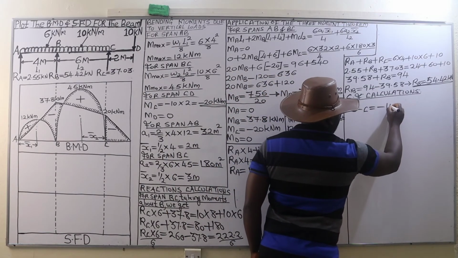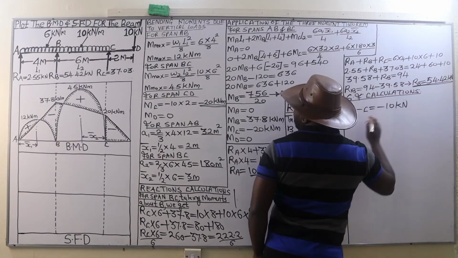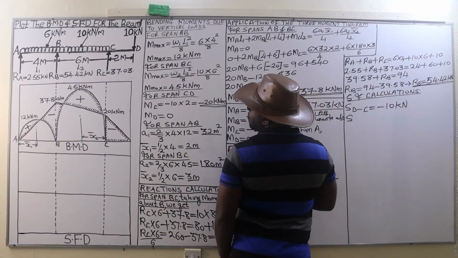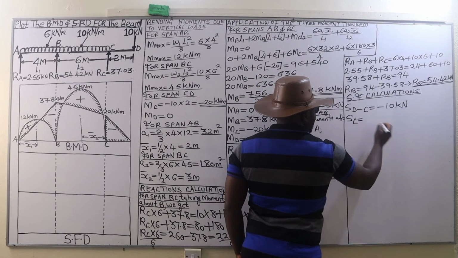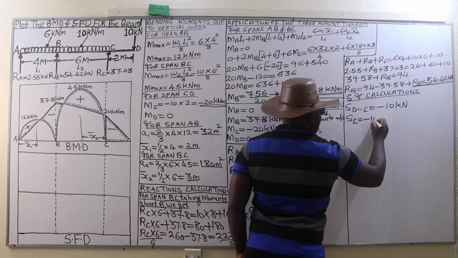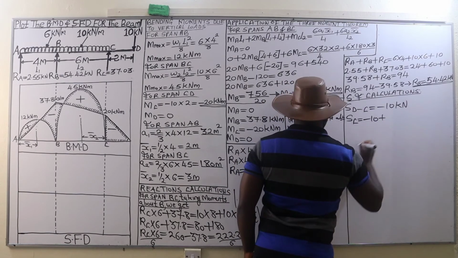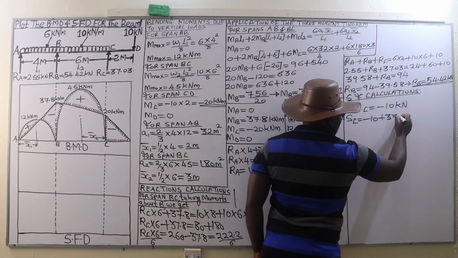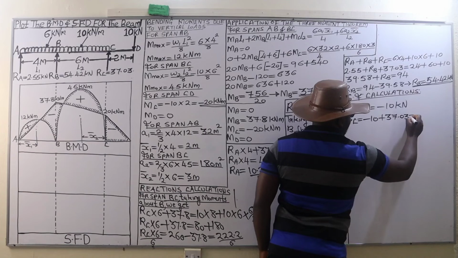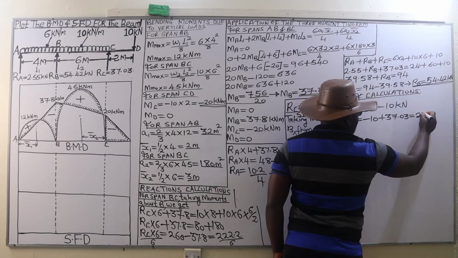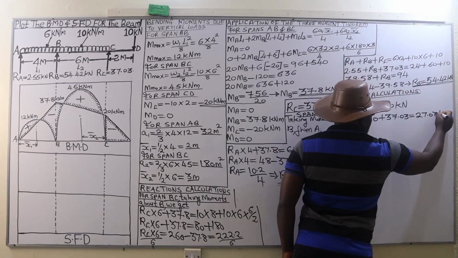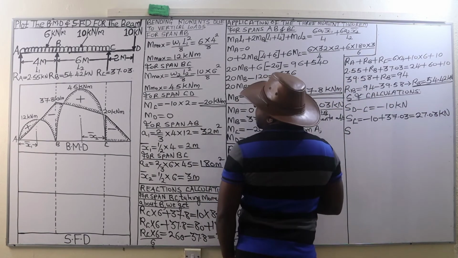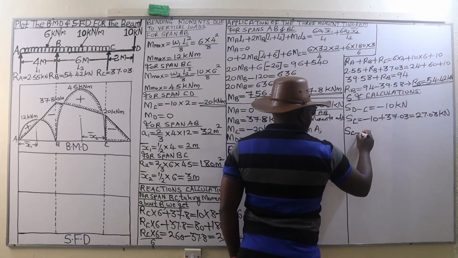And the shear force there is going to be negative 10 kilonewtons, negative since that end is overhanging. Then we go to shear force at C. And the shear force at C will be this negative 10 kilonewtons. We add the reaction at C, which is 37.03. Therefore, plus 37.03, which is going to give us 27.03 kilonewtons.